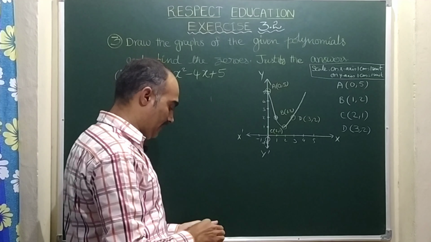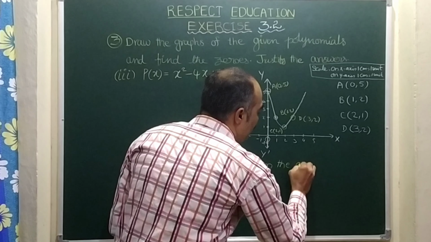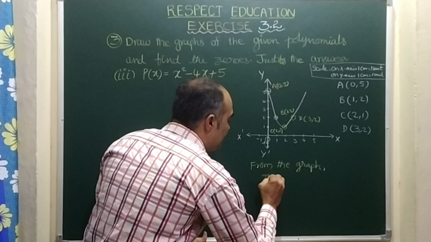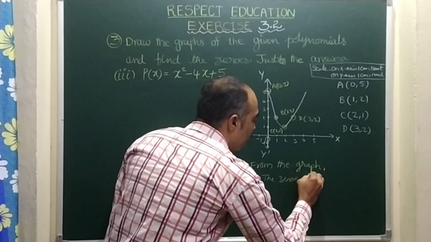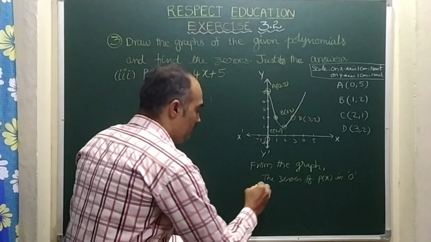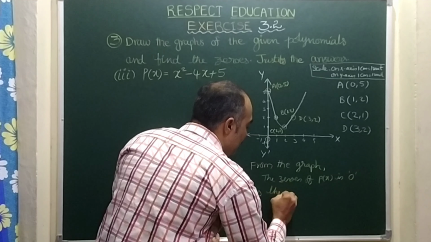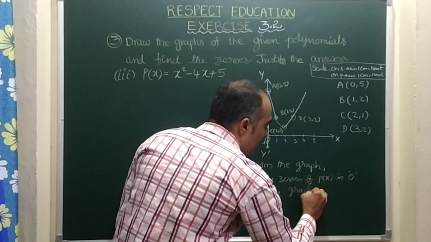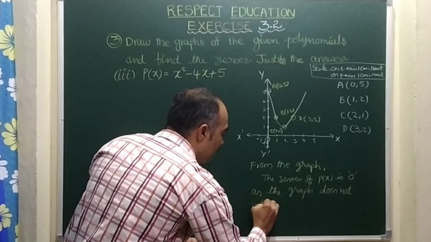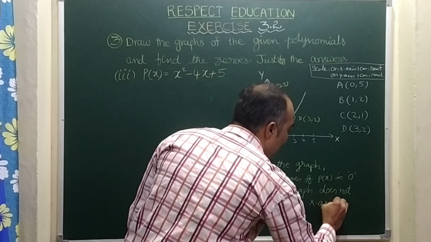Nowhere. So here we can write that from the graph, the zeros of P of x is 0, as we are giving the reason also here, as the graph does not intersect the x-axis at all.